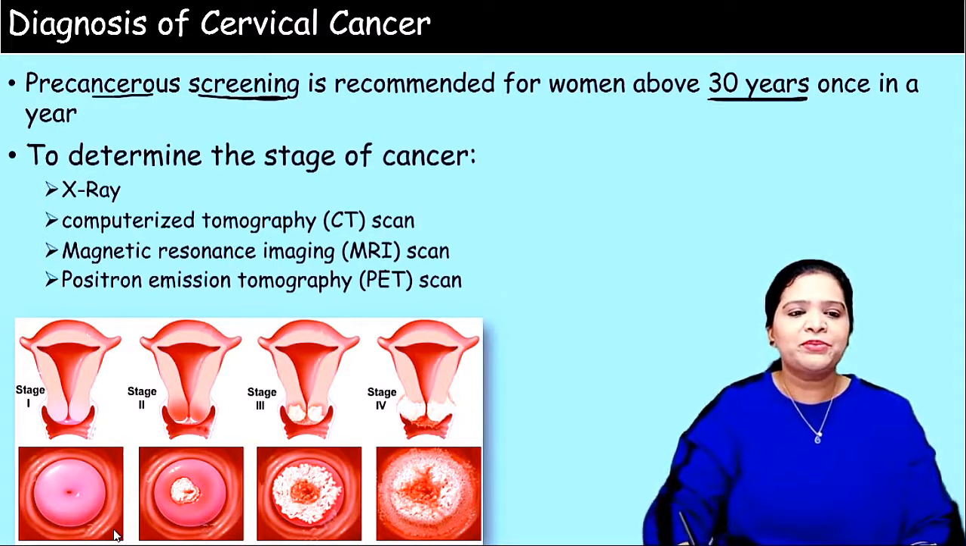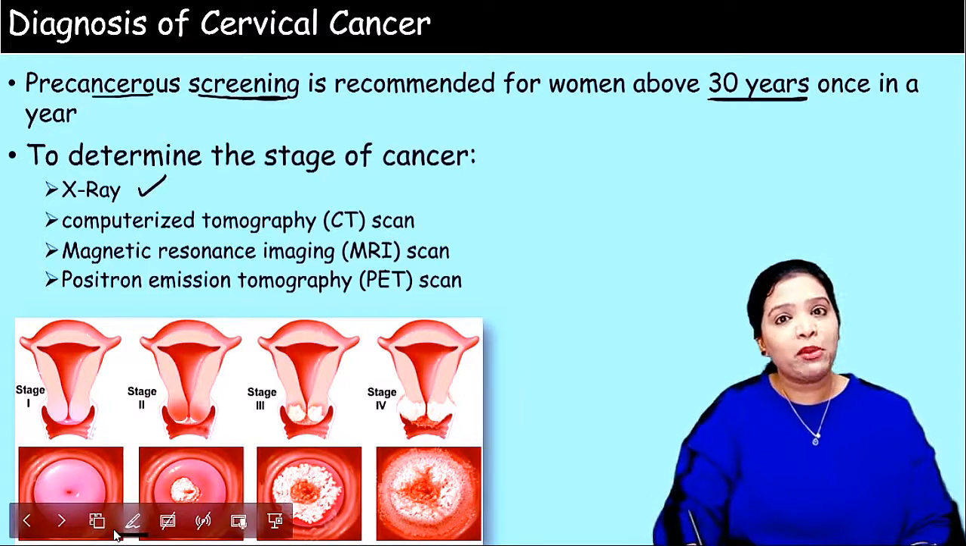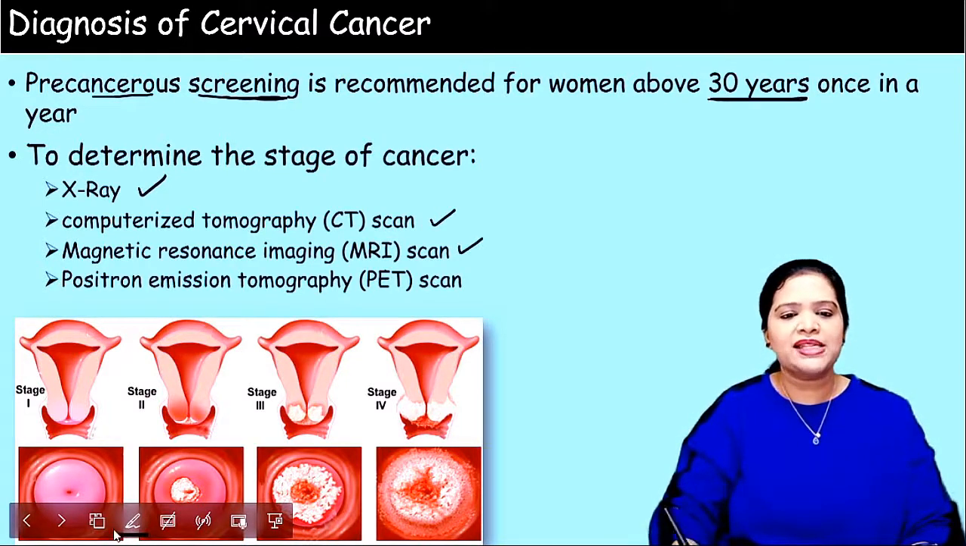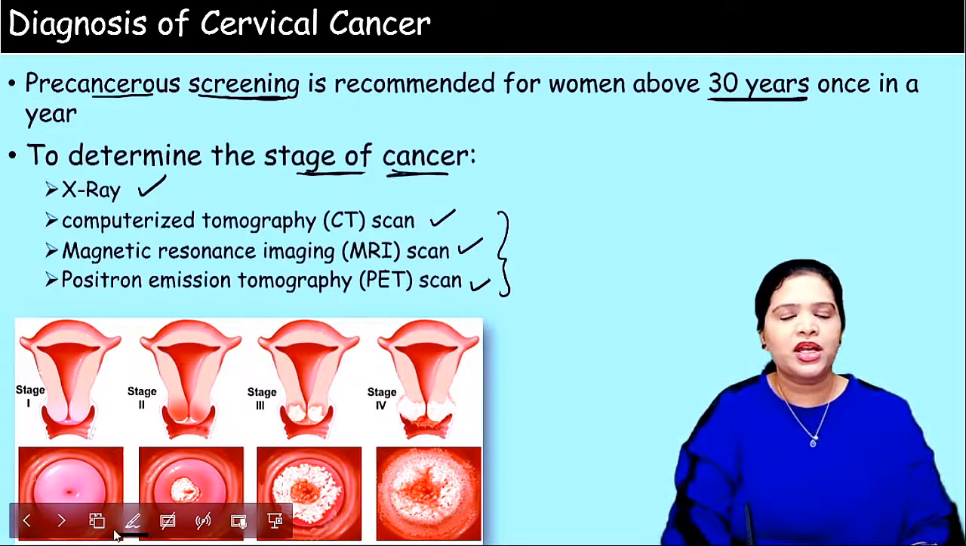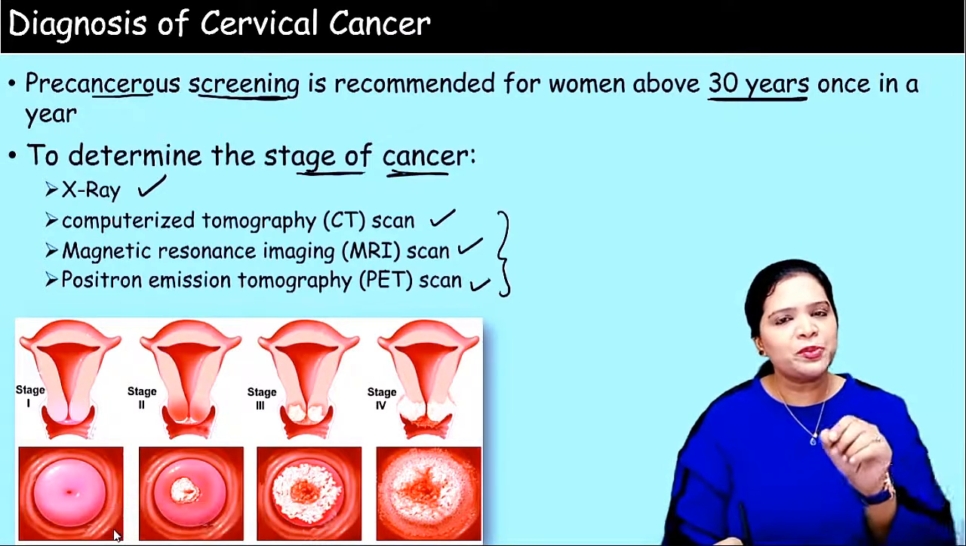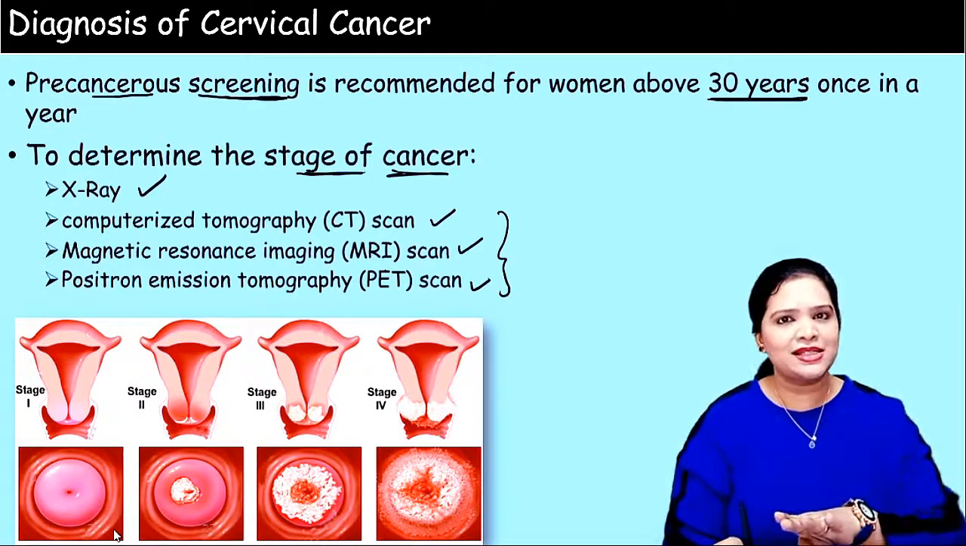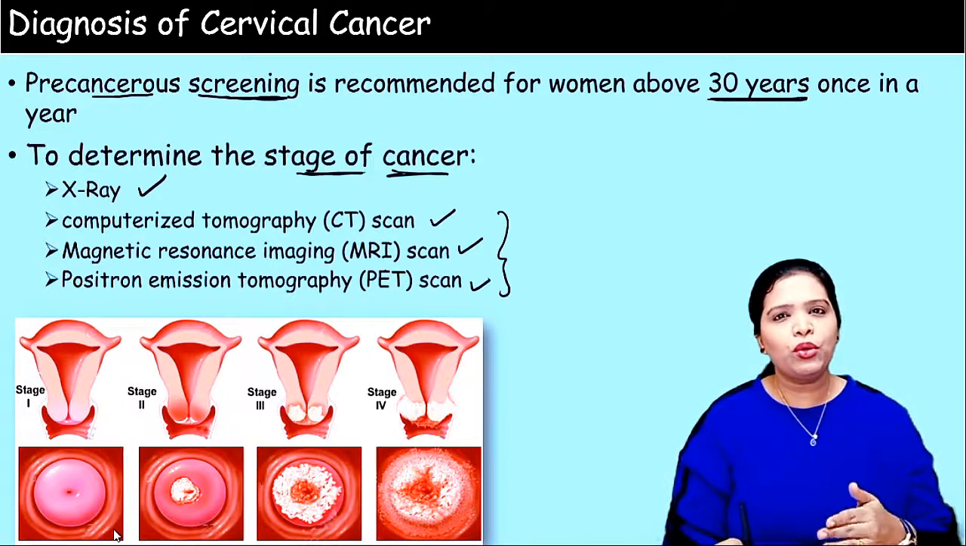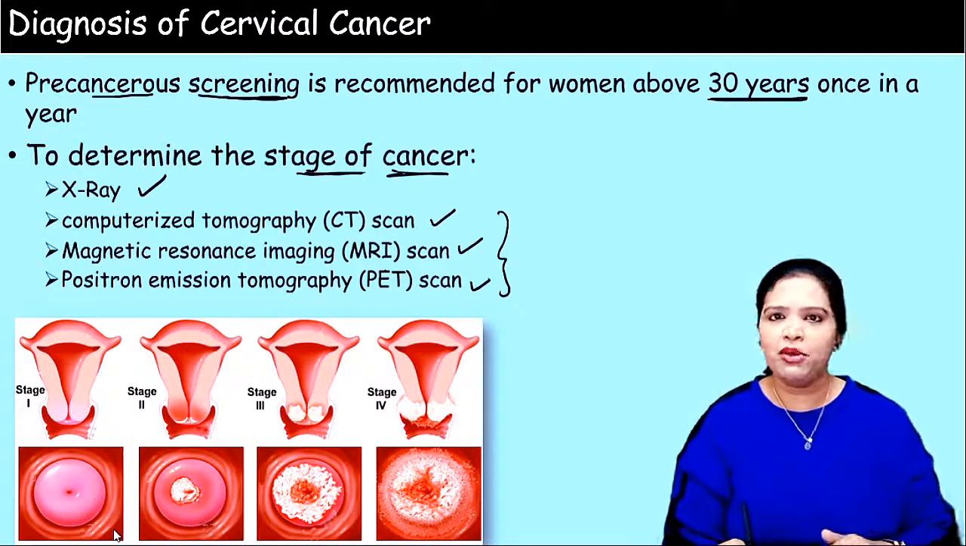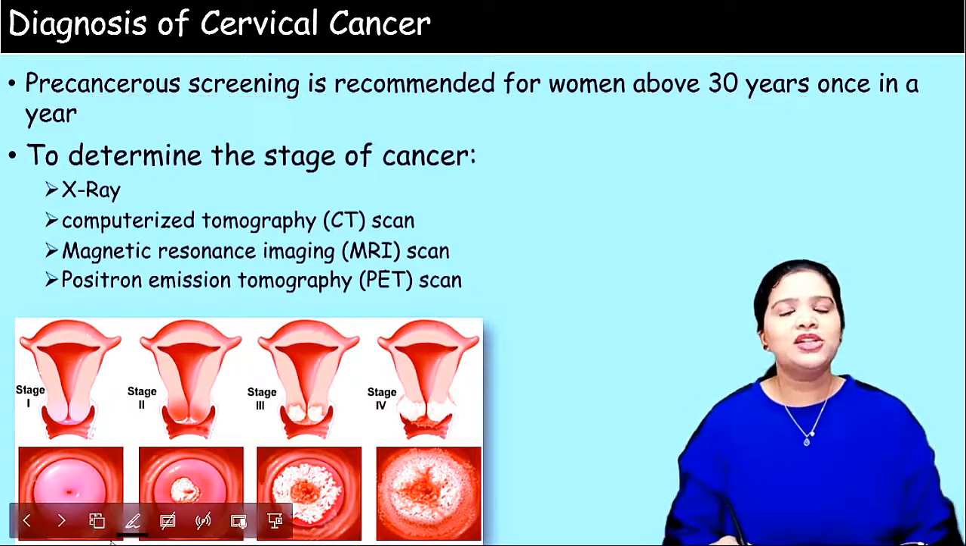Okay, then we have some other techniques called X-ray and different types of scanning: CT scan, MRI scan, PET scan. So these are all used to determine at what stage the cancer is. Okay, we understand. So the Pap smear will tell us whether the tissues are normal or abnormal cancerous cells. But in order to know which stage of the cancer they are in, we use the X-ray or the different types of scanning techniques. Okay. So look at the picture here.